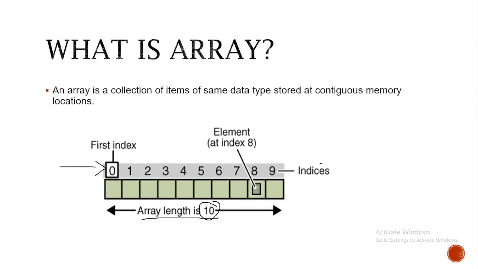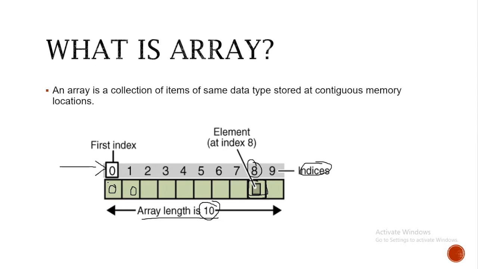We make use of these indices to grab or to access the value that you will be having in each of these blocks. Suppose you want to get the value of this block, then you can access the element that you have in this block with the help of these indices. The index number 8 will help you fetch the value of this block. So basically you can understand it this way.